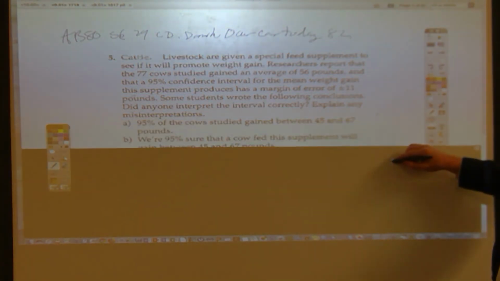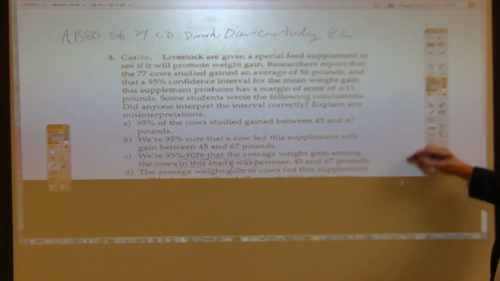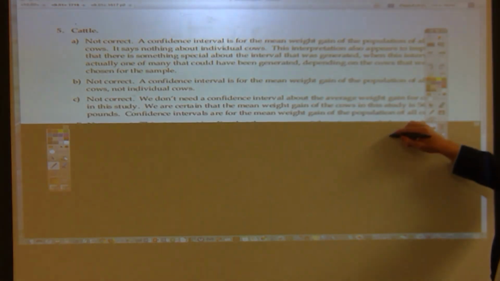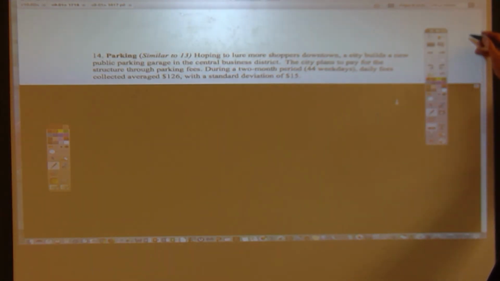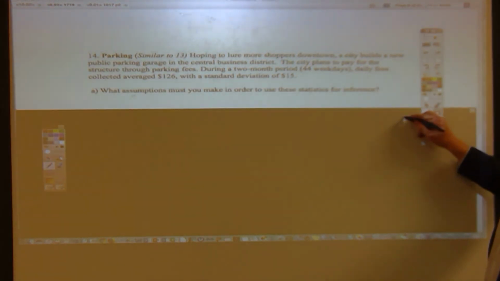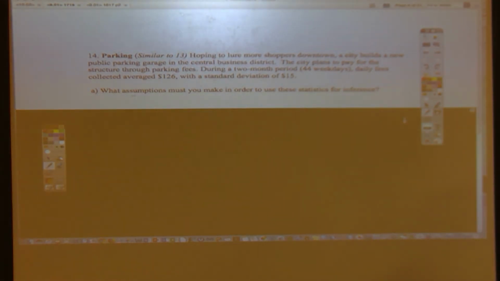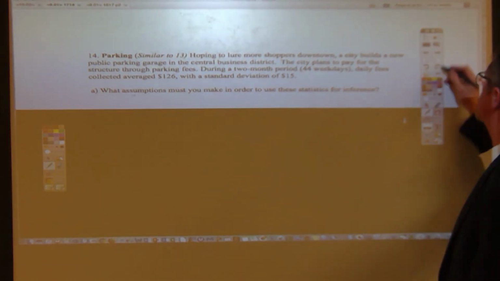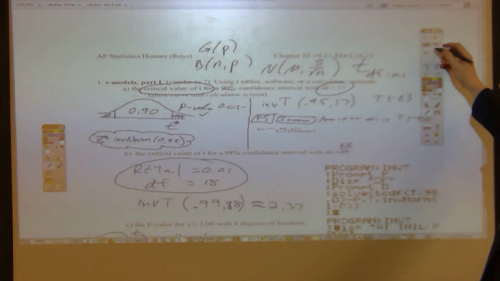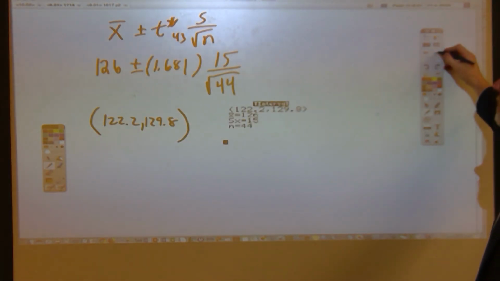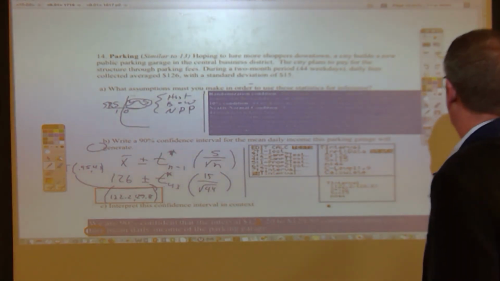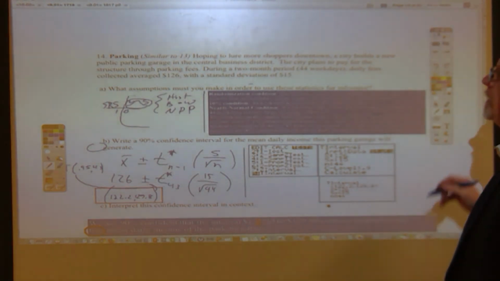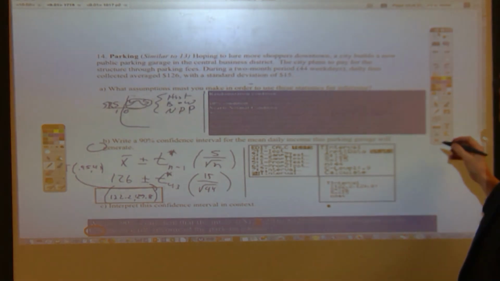Next, I actually want to go to the last page. So let's go to page 14, problem 14, parking. This is a good one for you to be doing. What assumptions must you make in order to use these statistics for inference? And in terms of note-taking, wow, look at that. That looks pretty impossible to read. Wouldn't you agree?